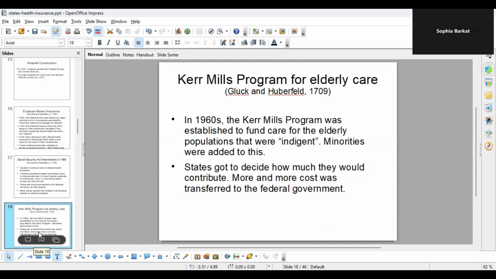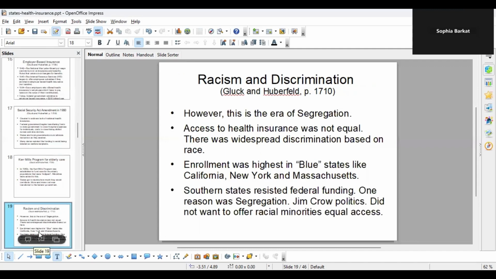And minorities were added to this. States got to decide how much they would contribute. So this was a program in which the federal government would provide some money and states could decide how much they would contribute. So more and more cost fell rather on the federal government. However, this didn't go well.